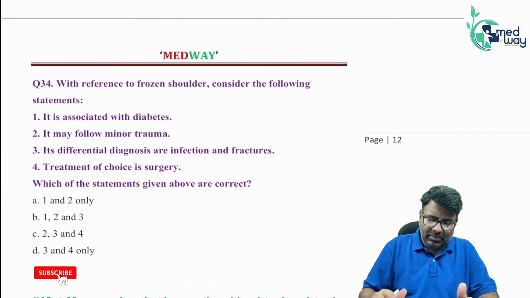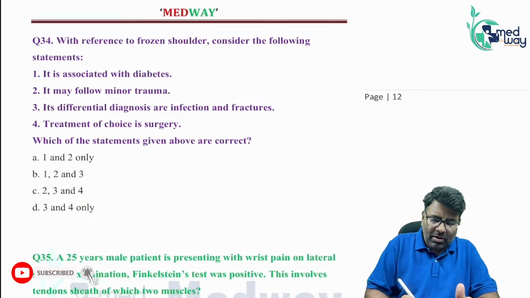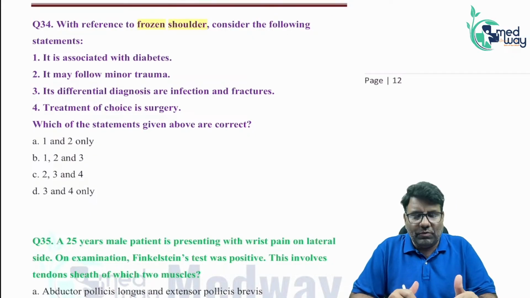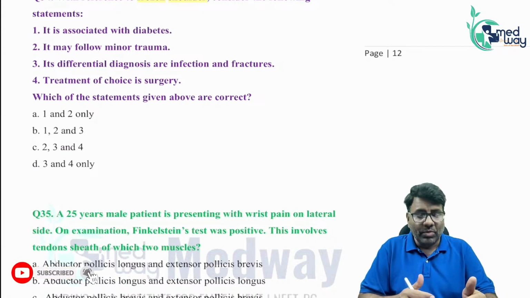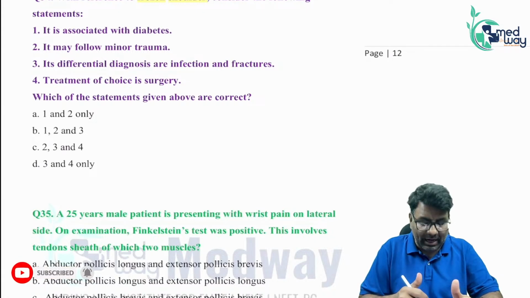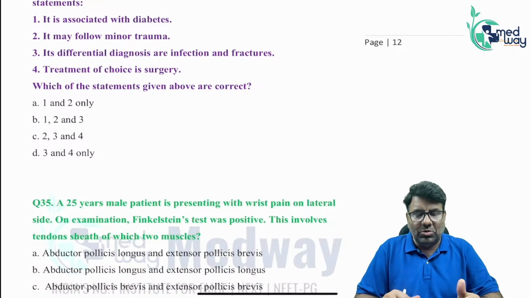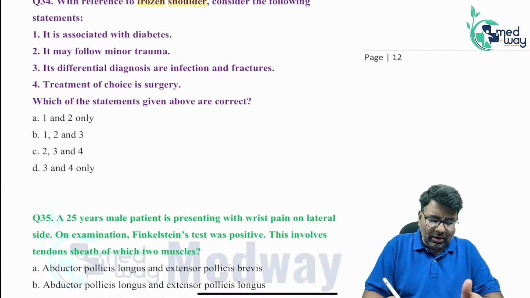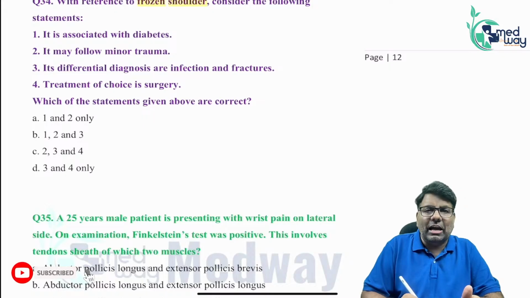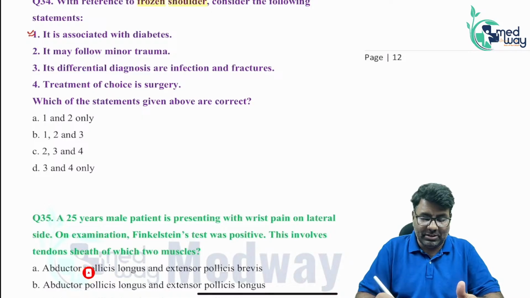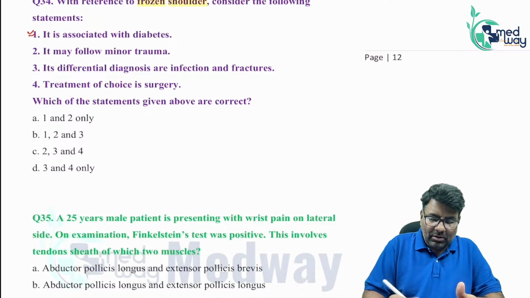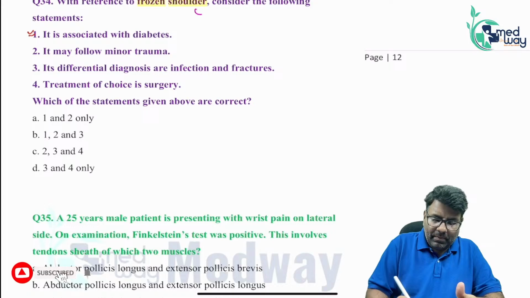Then moving forward to some conditions, and starting with one, frozen shoulder. Now, with reference to frozen shoulder, we have to choose the correct statement, and therefore we are given 4 statements here, and we have to choose the right option which includes all these statements. So one of the statements is, it is associated with diabetes. Yes, this is true. It is associated with diabetes. Then this is also known as adhesive capsulitis.